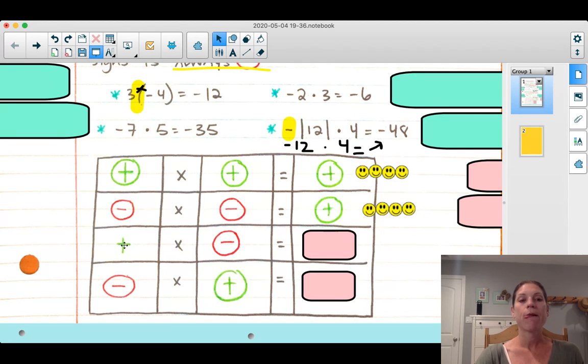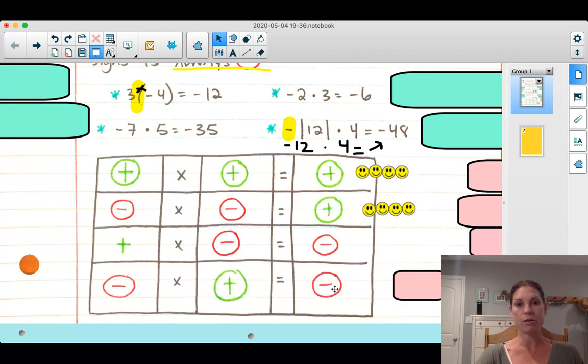Okay. When a good thing happens to a bad person, that's a negative thing. Positive times a negative is a negative. When a bad thing happens to a good person, that's also a bad thing. We don't like that. So that's going to be also a negative. Okay. So this little chart here, like I said, will help you remember what to multiply. So same sign, positive. Different signs, negative. Okay.